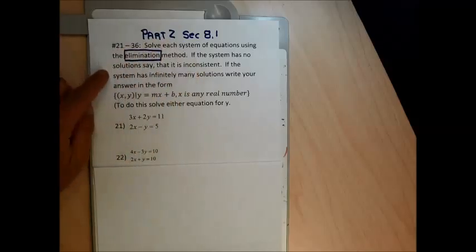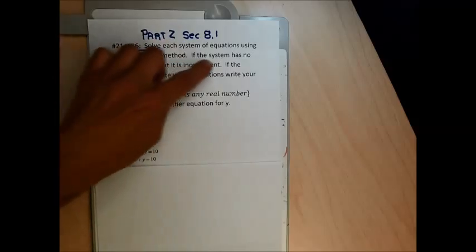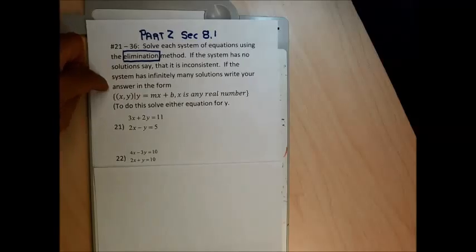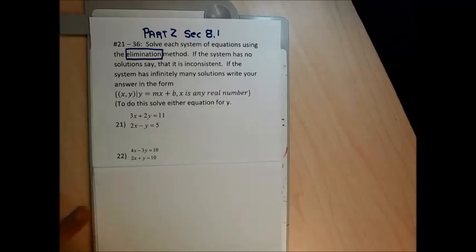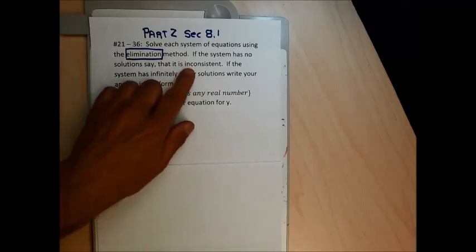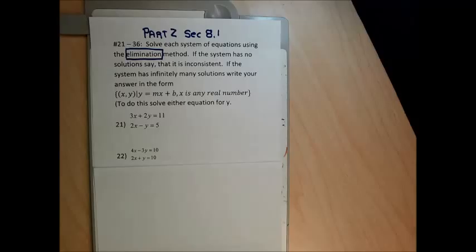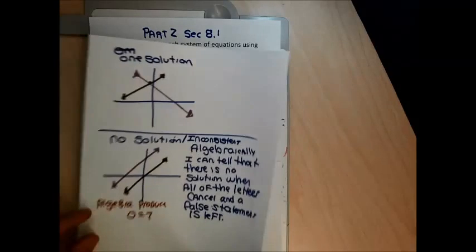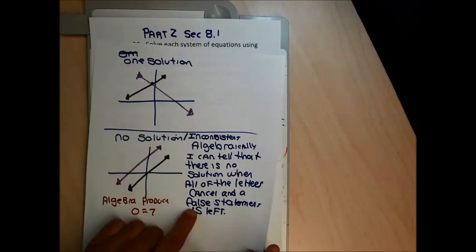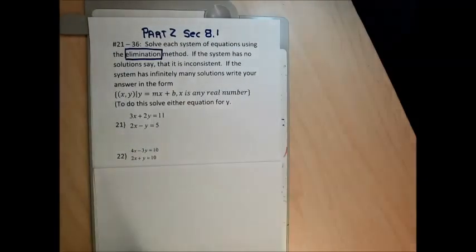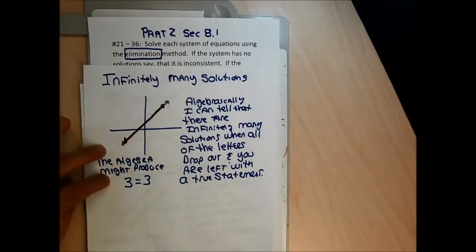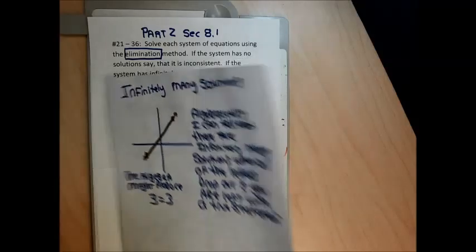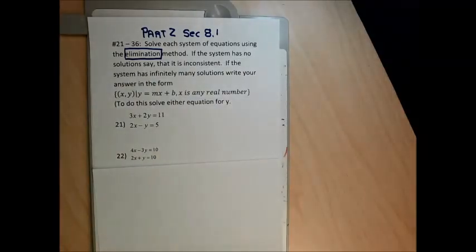If the system has no solutions, say it's inconsistent. If the system has infinitely many solutions, write your answer in the form, this ugly answer. Just like the last group of problems, if the letters drop out and you're left with a false statement, you get inconsistent. So letters drop out and there's a false statement, it's no solution or inconsistent. Letters drop out and there's a true statement, there's infinitely many solutions, and we can write them in that nice form. So there's 2 methods, 2 primary methods to solve systems of equations.